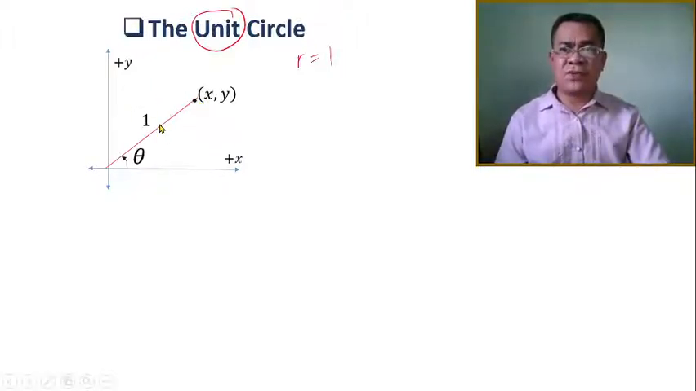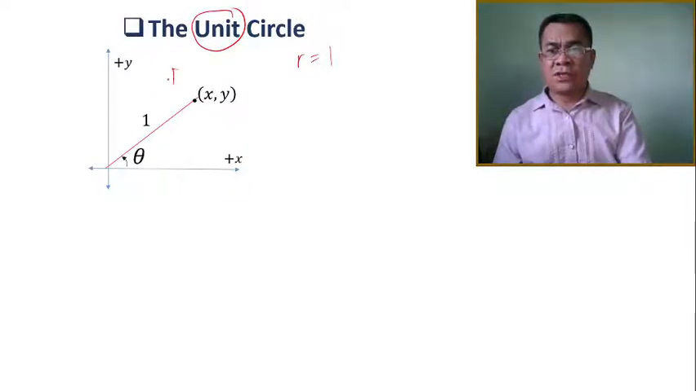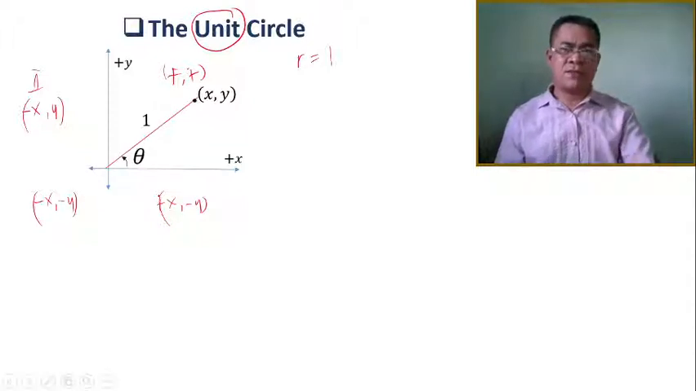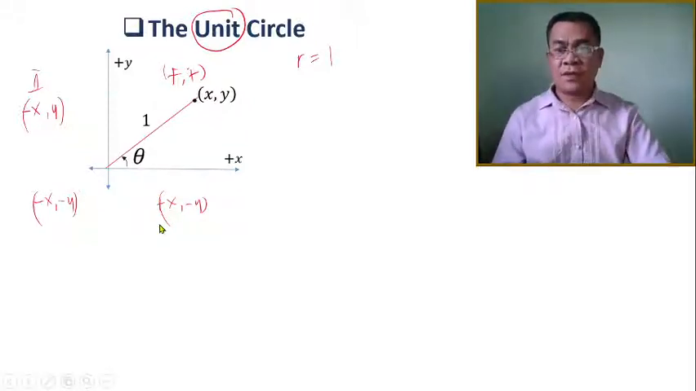And remember, in the first quadrant, all components are positive. So the x and y are positive. In the second quadrant, the x is negative and the y is positive. In the third quadrant, x is negative, also y is negative. But in the fourth quadrant, x is positive, y is negative. So it depends upon the angle.